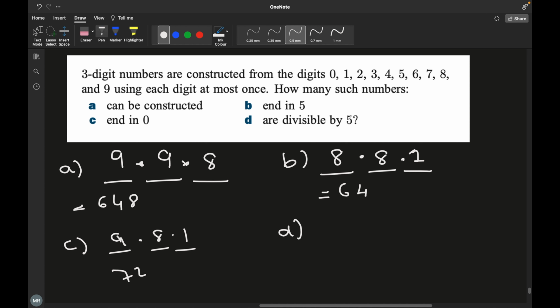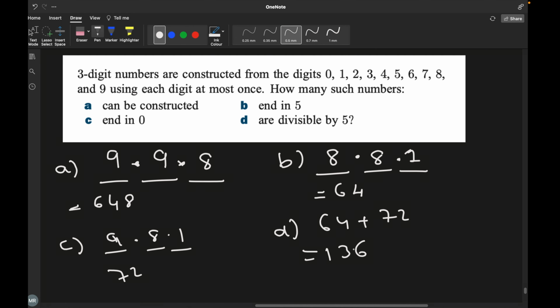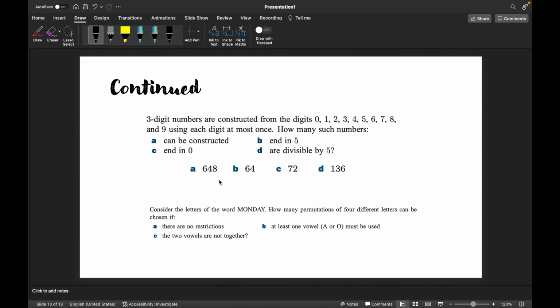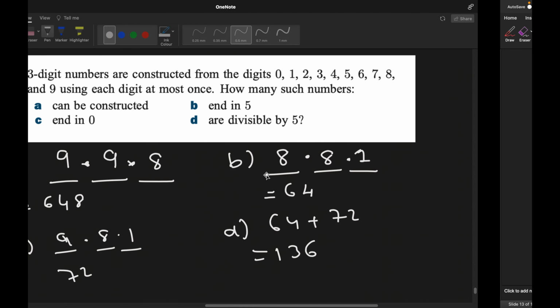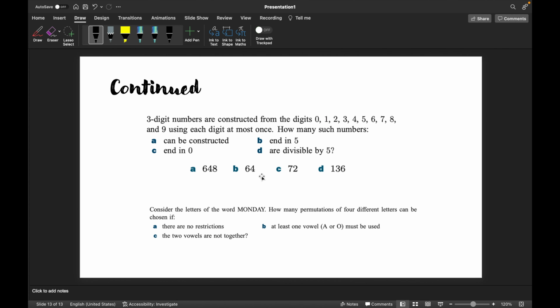And are divisible by 5. As you might know, if a number is divisible by 5, it means that it either ends in a 0 or 5. And we've already found out the number of ways that it ends in 5 and it ends in 0. So we just have to add them. So it's 64 plus 72, which is 136. So that's the answer. Let's verify this. Yes, that's also what we got.